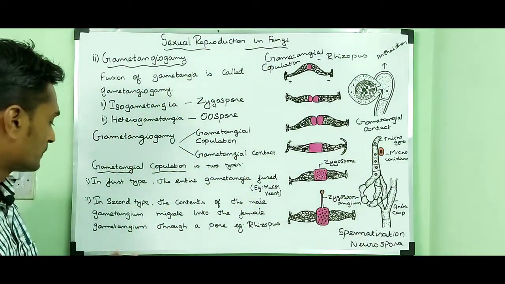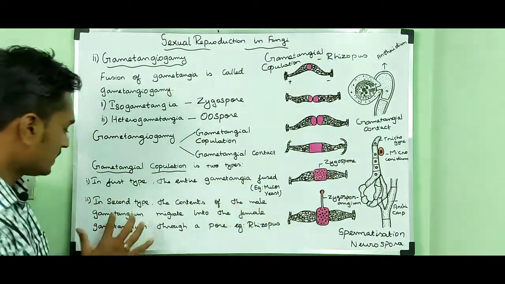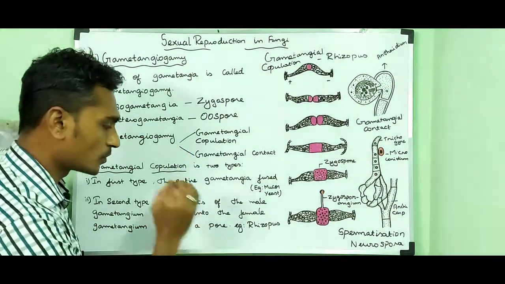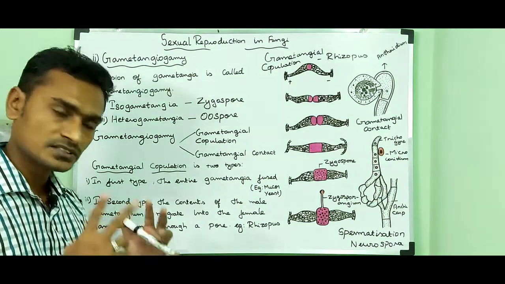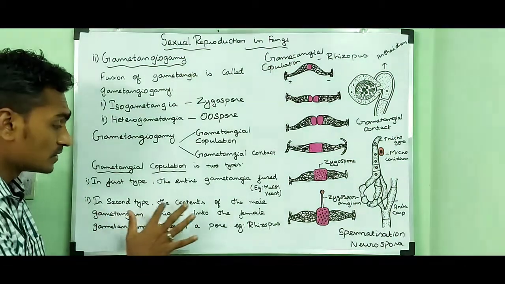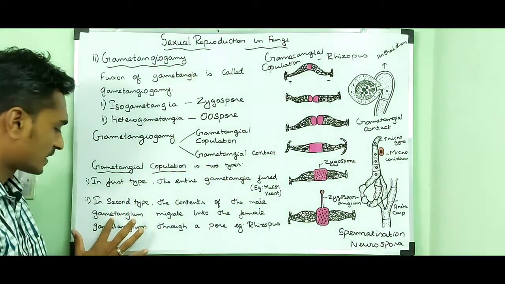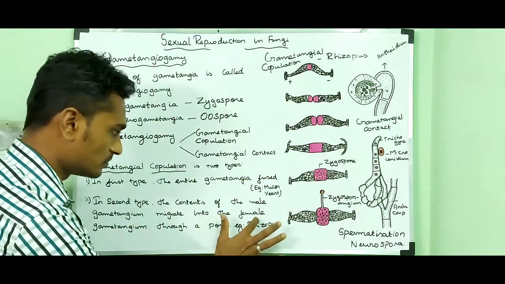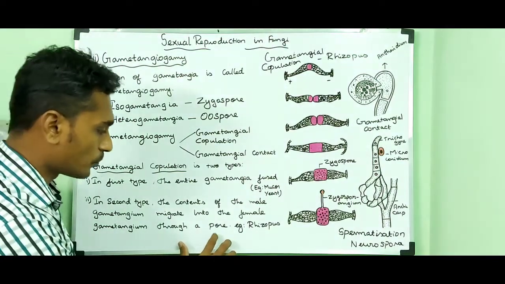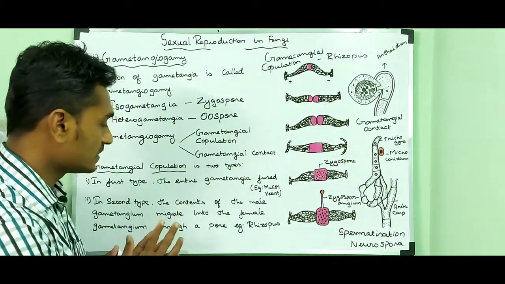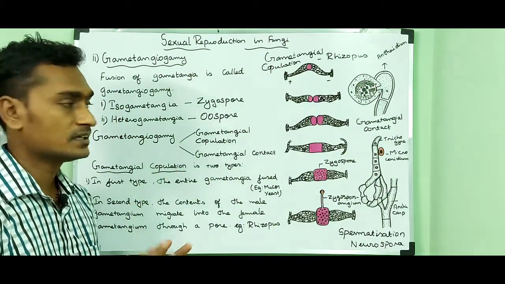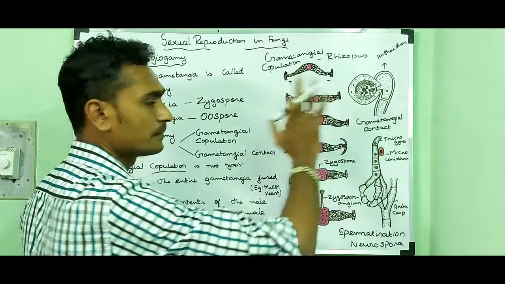In the second type, the content of the male gametangium migrates into the female gametangium, that is the minus strain gametangium, through a pore, and the formation of zygote takes place. For example, rhizopus. Then I am going to tell about the gametangial contact.